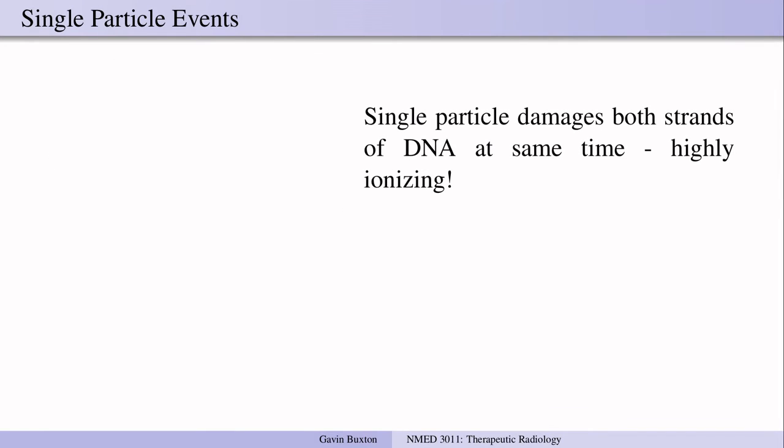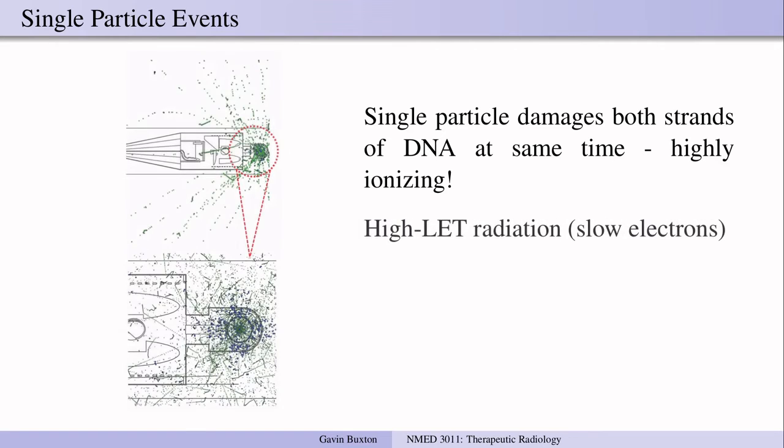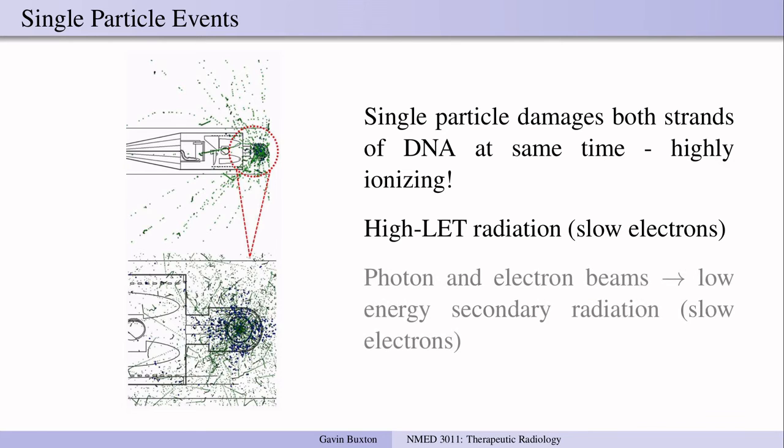Recall that these single particle events occur more readily in high LET radiation. The secondary electrons that are produced via the photoelectric effect and Compton scattering, if they are slow enough, are high LET. That's because the LET, the linear energy transfer, is the energy deposited per distance, and these low energy electrons deposit their energy over smaller distances.